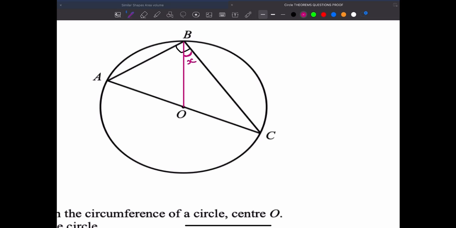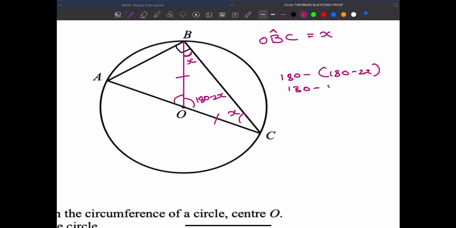OBC is x. Isosceles triangle, so that's also an x. This is what then? 180 minus 2x. So what about this angle? That angle is 180 minus 180 minus 2x, because it's total angle in a straight line, isn't it? 180 minus 180 plus 2x, so that cancels, which gives you 2x. So this angle is 2x.